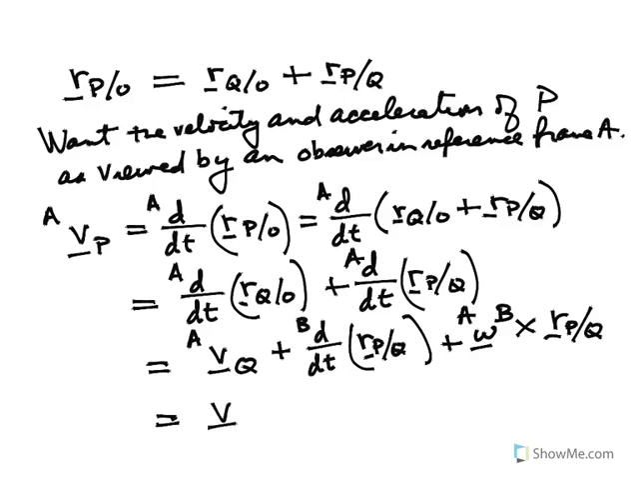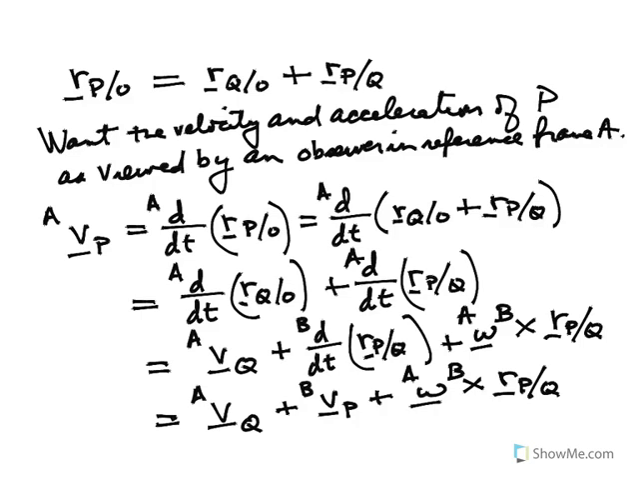Now that is going to equal the velocity of point Q in A plus the velocity of point P in B plus the angular velocity of B in A crossed with the position of P relative to Q. So that gives us the velocity of point P in reference frame A. It's decomposed into the velocity of point Q in reference frame A plus the fact that observations of the motion of P are being made in reference frame B, and we want the rate of change in reference frame A. Therefore, we have to apply the transport theorem on the second part of the vector, which is the transport theorem applied to the position of P relative to Q. We need to transport from reference frame B to reference frame A.